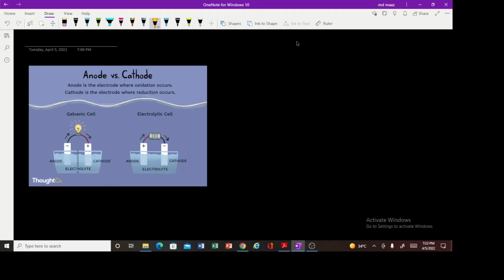So first of all, let us see what anode and cathode are. They are nothing but electrodes. Electrodes can be classified into two types. One is anode and the next one is cathode. Here, the anode is always positive whereas the cathode is always negative.